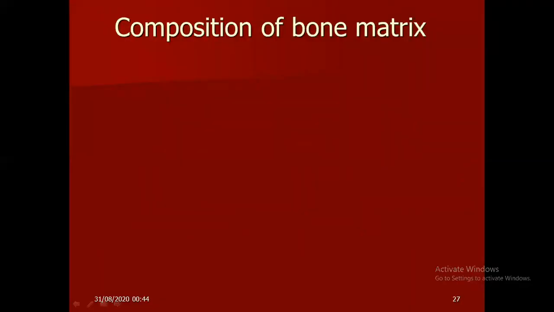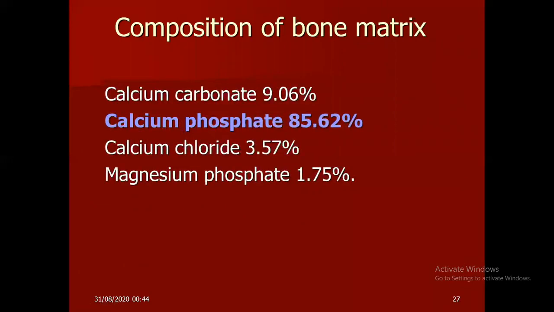Okay, boys, now composition of bone matrix. Bone consists of the following substances: calcium carbonate 9.06%, calcium phosphate 85.62%, calcium chloride 3.57%, magnesium phosphate 1.75%. So calcium phosphate is the highest. For that reason, bone is very hard.